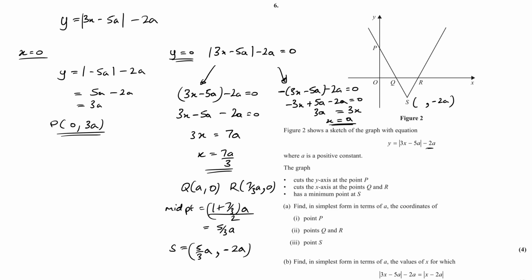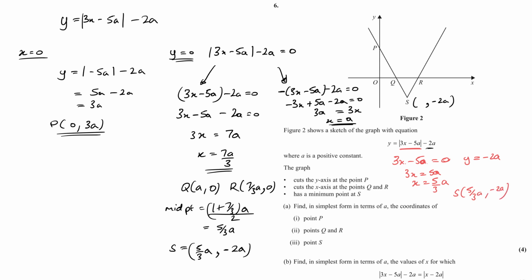Now, alternatively, the way we could find it, and I put it in red over here, is we make the inside of the modulus 0, because that's what's going to give me the smallest value. This is always positive. So to get this minimum value, it would be when this is 0. So this would mean we'd have 3x minus 5a equals 0, which straight away means that y equals minus 2a. And then 3x equals 5a, x equals 5 over 3a. So you can see that we can get the answer in two different ways.